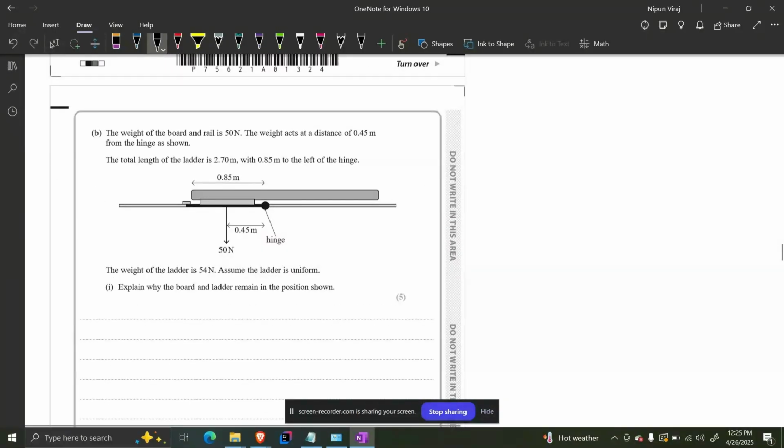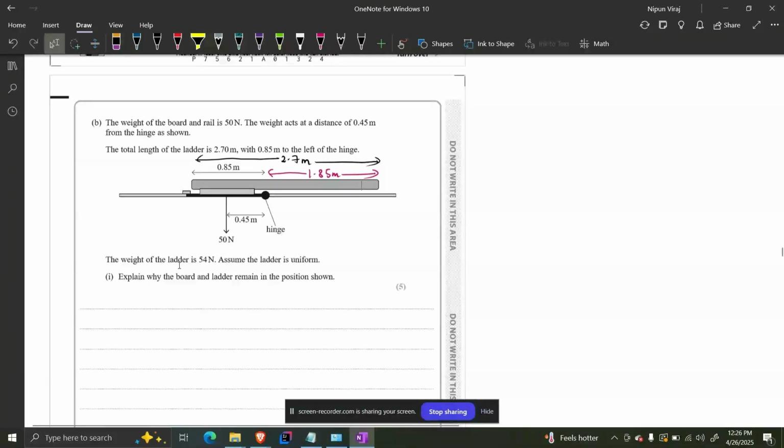The weight of the board and rail is 50 newtons. The weight acts at a distance 0.45. Total length of the ladder is 2.7. So here the total length of the ladder is 2.7 meters, and if this is 0.85, we can mark it as data. So this will be 1.85 meters to the right of the hinge, and 0.85 meters to the left of the hinge. And then there's a board and rail which has 50 newtons acting 0.45 from the hinge.